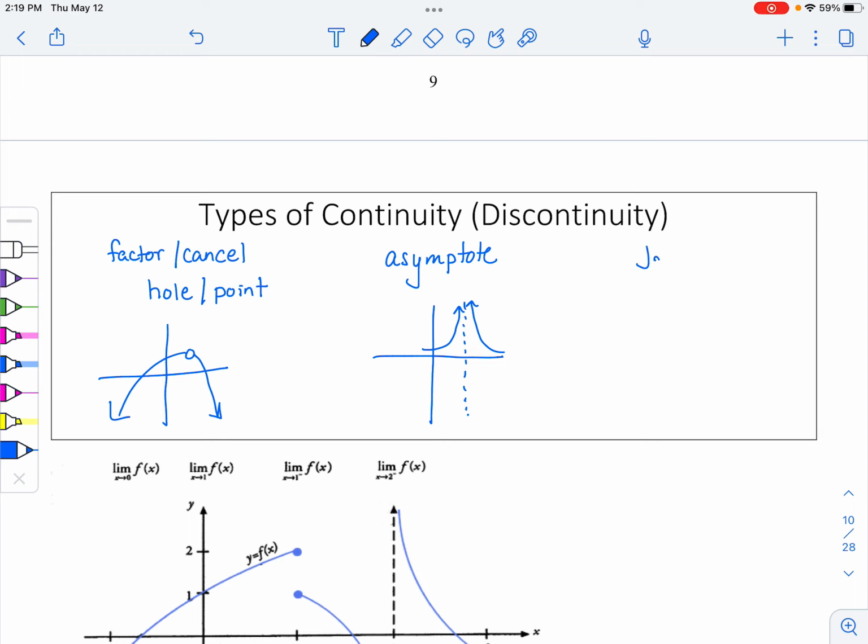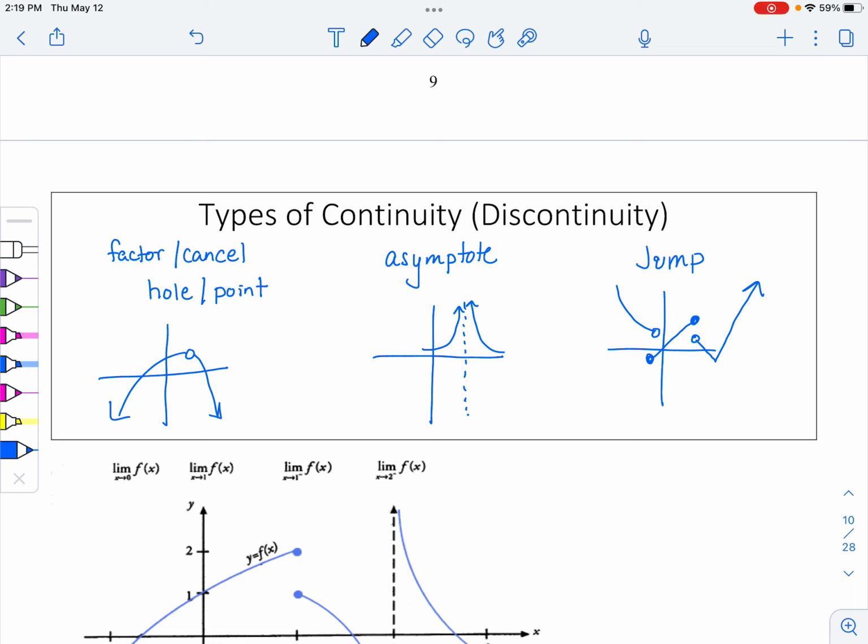And then last but not least, we have a jump. This will happen in piecewise functions. I showed you guys this in class. Sometimes when we stop graphing one graph and we start graphing another, there is a disconnect in what you have to graph. So you are jumping from one to the next.